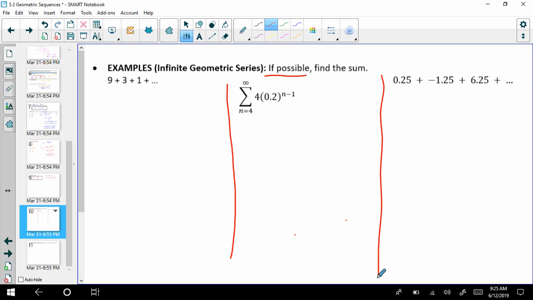So this first one here, 9 plus 3 plus 1 plus ... That's my clue that it's infinite. It's going to keep going. Let's first figure out what are they multiplying by. Let's figure out r. Well, if you're not sure, take one number and divide by the number that came before. And if I simplify it, they are multiplying by 1/3.